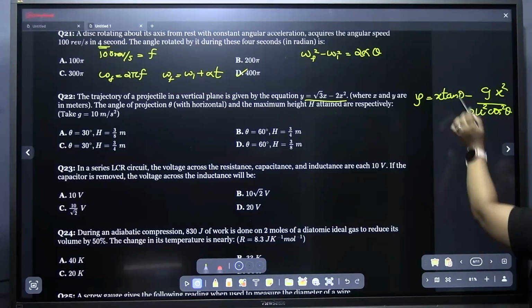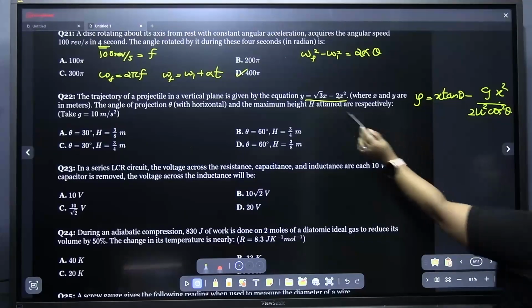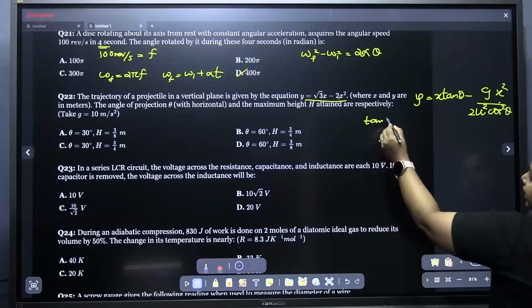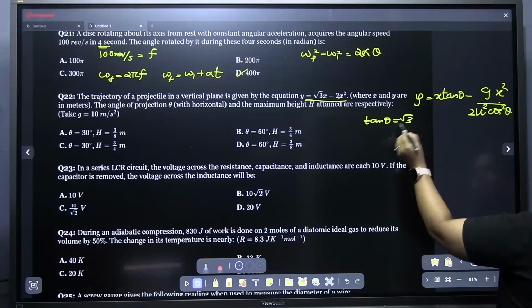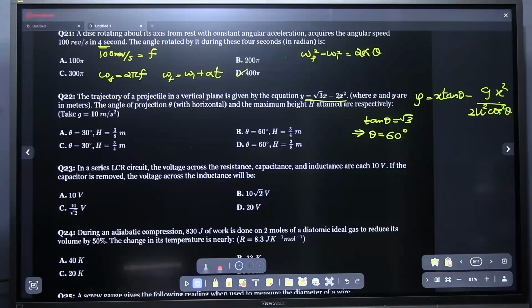Now from this you can see this term is having x square, and this term is x into tan theta. Comparing to that, we will get tan theta equal to root 3, which implies that theta equal to 60 degree, right? So we can cancel out two options, A and C. Theta should be 60 degree.